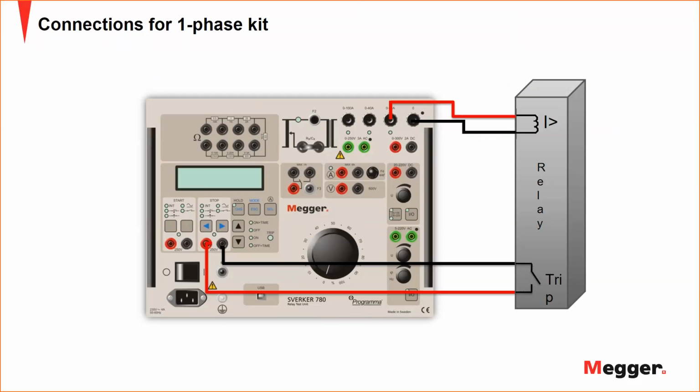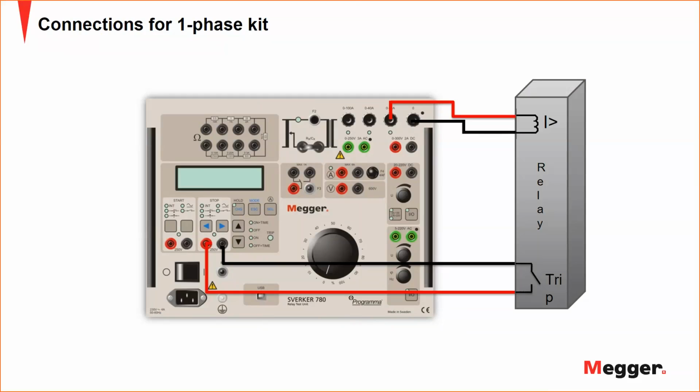So for single phase kits, you're only connecting to a single phase, sometimes only voltage or only current. You cannot connect to both, for example, in this Sverker 780. So when you want to do the wiring check first, you will inject to the first phase, then remove the wiring, connect to the second phase, remove the wiring and connect to the third phase.